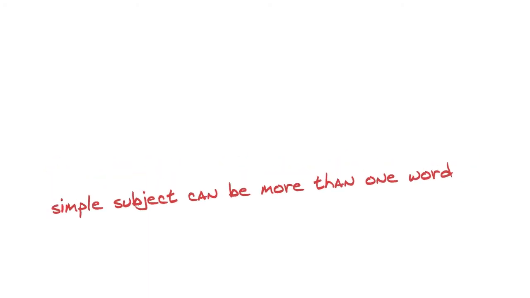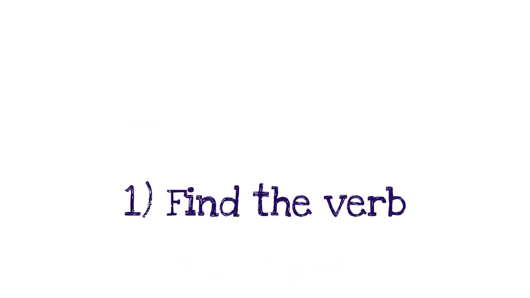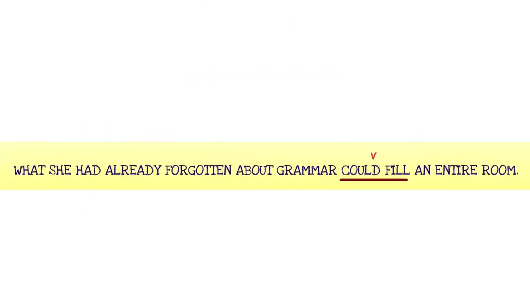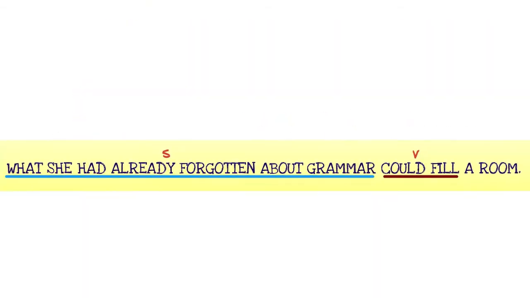It is important to note that simple subjects can be more than one word. Take, for example, the sentence: What she had already forgotten about grammar could fill an entire room. Remember, first find the verb. In this sentence, the verb is could fill. Now ask yourself, what or who could fill an entire room? The answer is what she had already forgotten about grammar. Therefore, the whole thing is the subject.